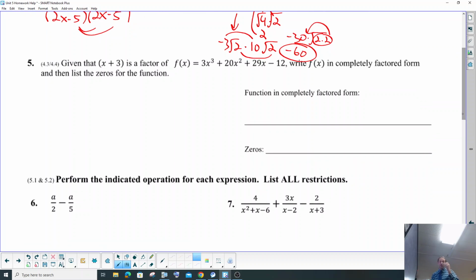Do you like synthetic division or long division better? Give it a try. Pause me and try number 5 on your own. So you are going to use a negative 3, not a positive 3.